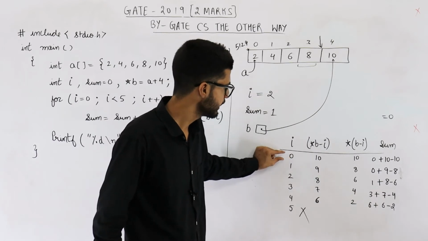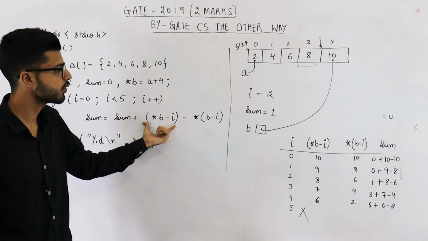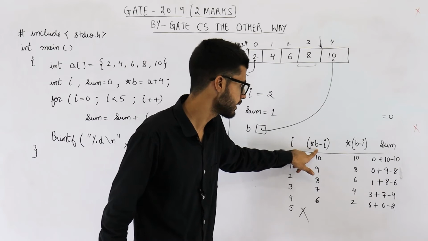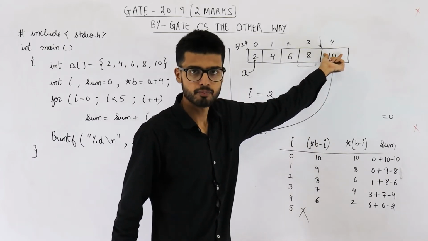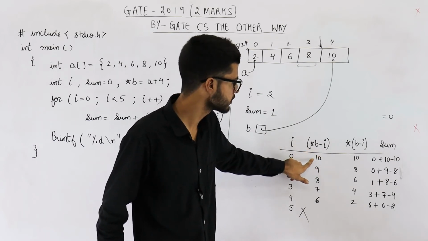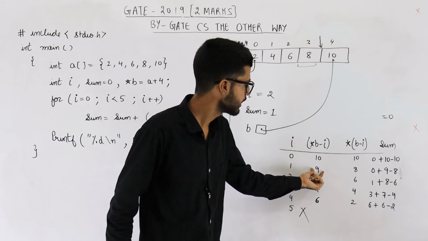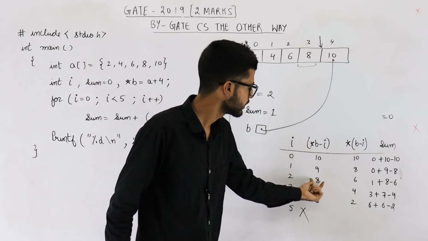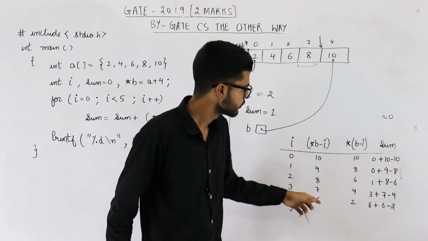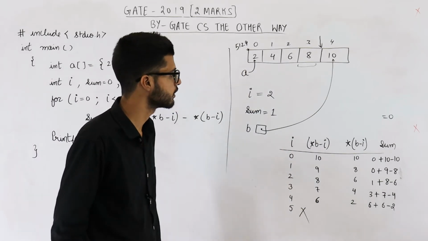Okay. Now whenever you are on the first iteration, when the I value is 0, in that case, star b minus I, that means this thing, will evaluate to the value saved at address b, which is 10, minus I is 0, so 10 minus 0 is 10. Next time it will evaluate to 10 minus 1, that is 9, then 10 minus 2, that is 8, then 10 minus 3 and 10 minus 4. Okay, so these values are 10, 9, 8, 7, 6 for the corresponding values of I.